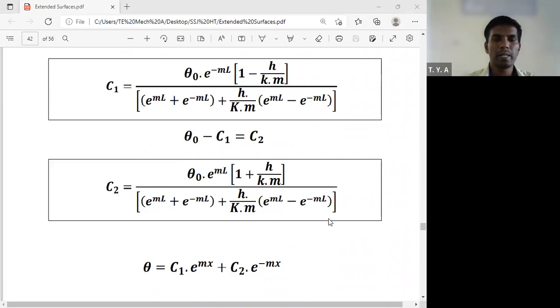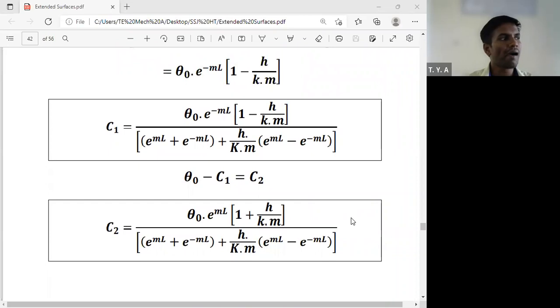C2 ची व्हॅल्यू काय येते बघा. अशी व्हॅल्यू येऊ शकते का C2 ची. सिम्प्लिफाय करा, मी डायरेक्ट आन्सर लिहिलेला आहे. C2 is equal to theta 0 into bracket e raised to ml.